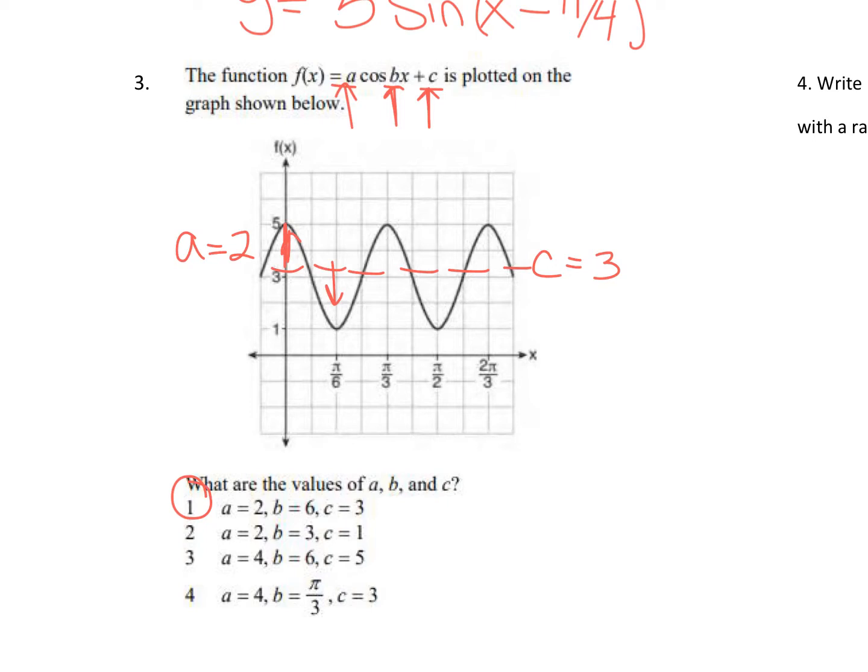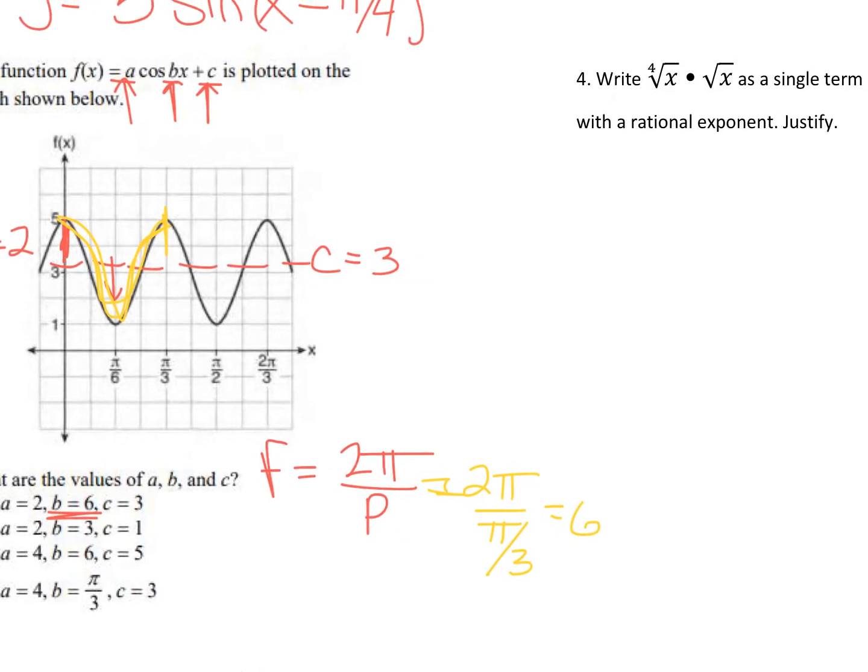To explain this guy here, the B value is frequency, and the formula for frequency is 2 pi over the period. The period of this graph is from here to here, because that's one full curve. So that stops at pi over 3. So if you do 2 pi over pi over 3, you would get 6 as an answer.